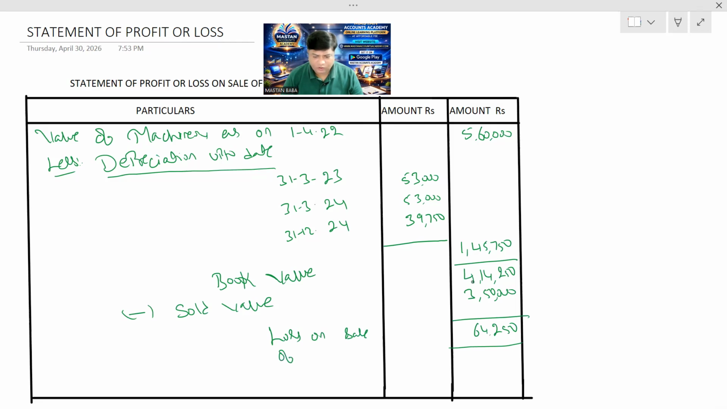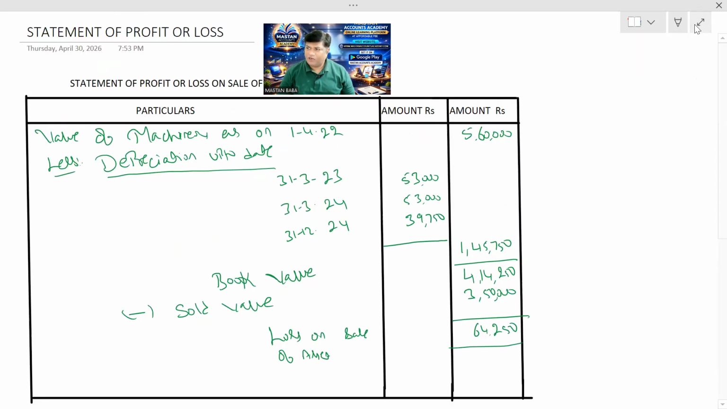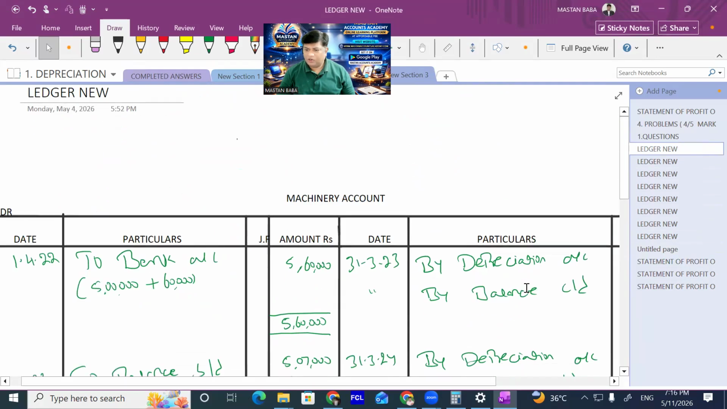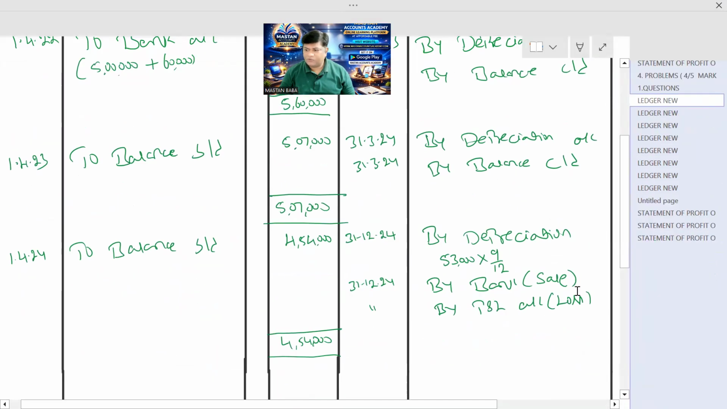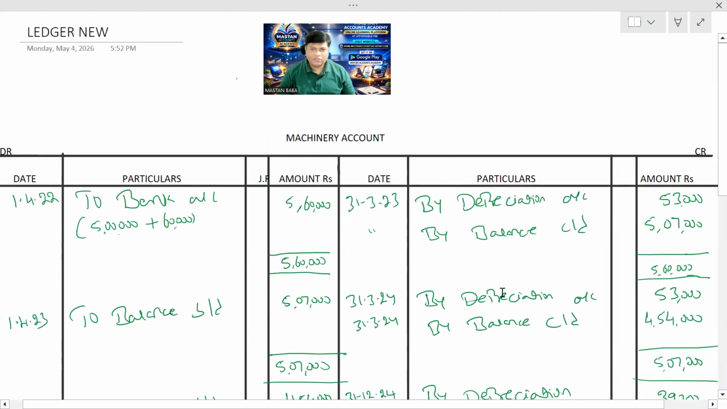So dear students, without the working note also, we calculated the loss in the ledger account itself. So ఇక్కడ చూసిన లాస్ ఎంత వచ్చింది మనకి? We got the loss of 64,250. Even if we refer to the ledger account without the working note, I did the ledger. In ledger also we got a loss of the same 64,250.